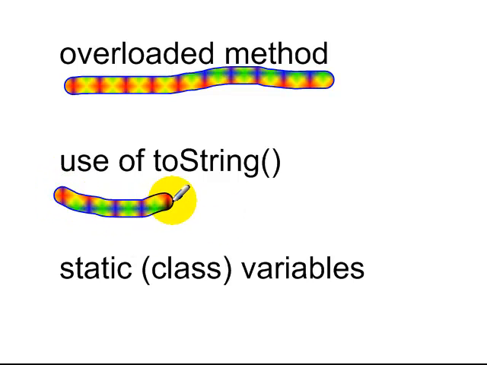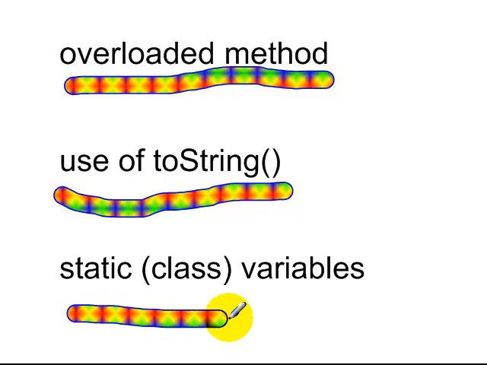Previously, I did say that toString was defined in a student class, and it lets the student print itself however the programmer wants or thinks that that's appropriate. And we're going to look at that both in the student class and in the driver. And then the brand new term is static or class variables.